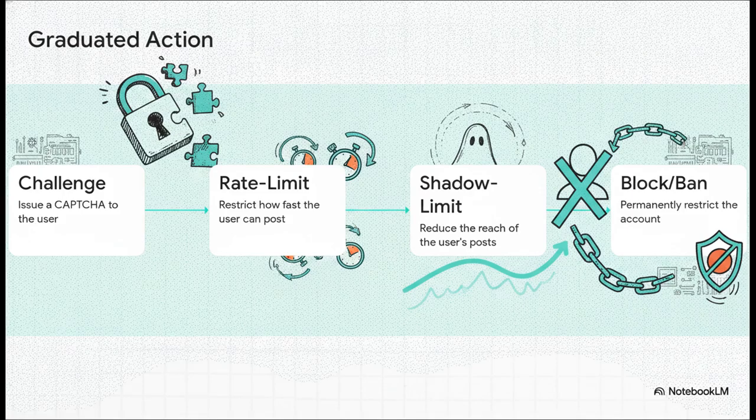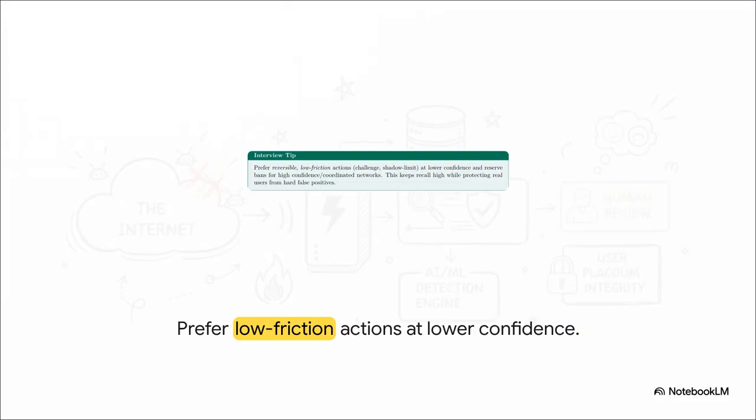If you fail that, Step 2 is a rate limit on how fast you can post. Step 3 could be a shadow limit, where your posts just aren't seen as widely. And only at Step 4, when there is absolute certainty, does it actually block or ban the account. The system vastly prefers these reversible, low-friction actions when its AI models are operating at a lower confidence level.